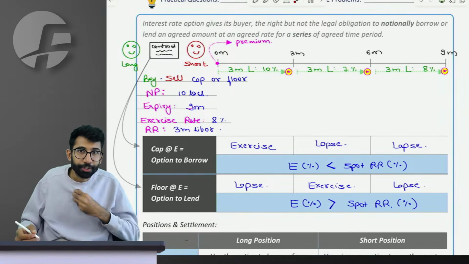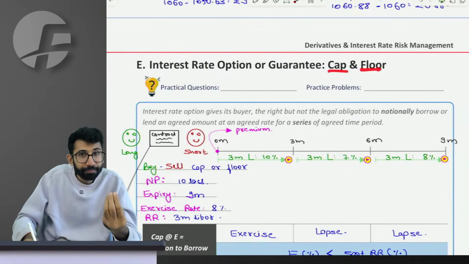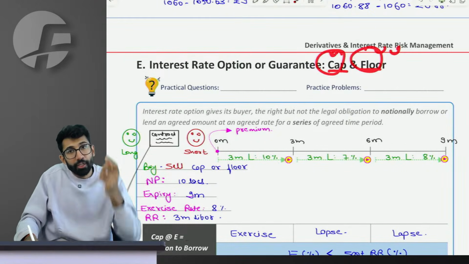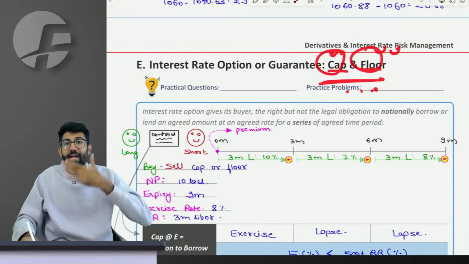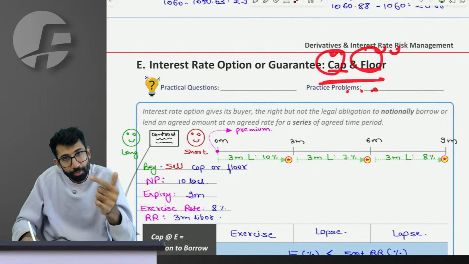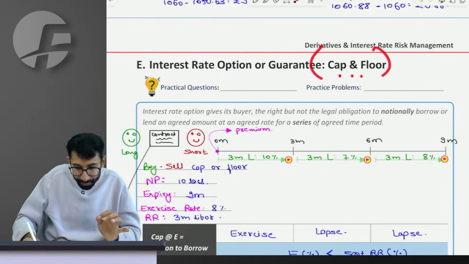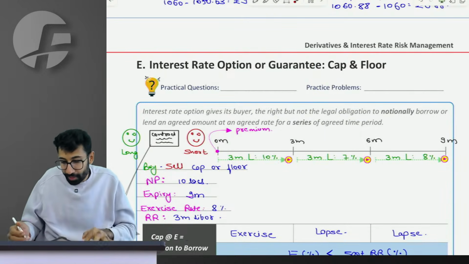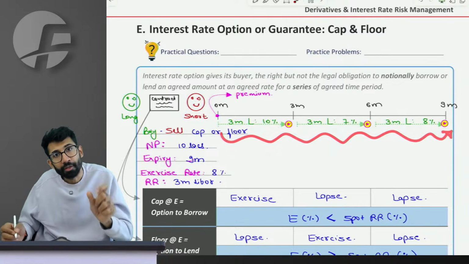My position is short. Two things are really important. What the contract is: cap is an option to borrow, floor is an option to lend. When you have a long position, you have these options. If I have a short position, I have given these options to you. Simple, basic. So first is understanding what kind of contract it is. Second, realizing the fact that we have multiple borrowing periods covered in a single contract.